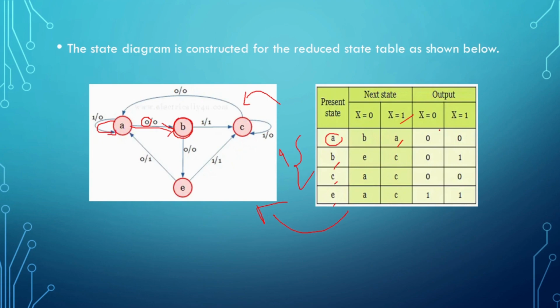So see this state table. When input is given as 0, the output is 0. So you need to write the input by output. 0 is input and output will be 0. When input is given as 1, the output is 0. See, with the help of this state table, you will easily draw the state diagram.